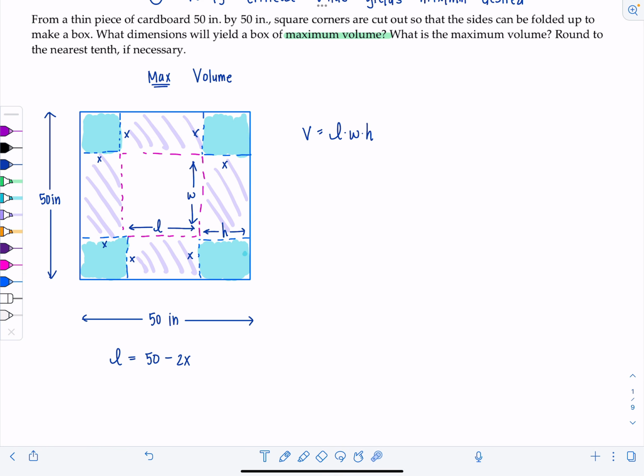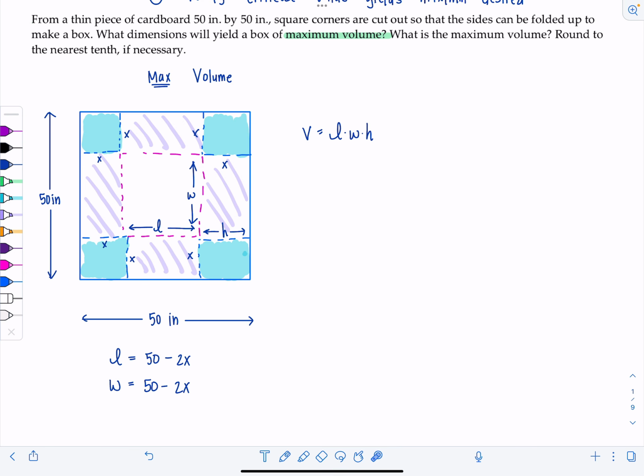Whoa, that was bold of me to say. Okay, let's make sure you believe me. This is 50. This much is x. This much is x. So if I cut that out of each side, then what's remaining here for the length is 50 minus 2x. Yes? Good. Similarly, what would the width be? Well, let's see. This is originally 50. We're cutting x and x. So this is also 50 minus 2x.